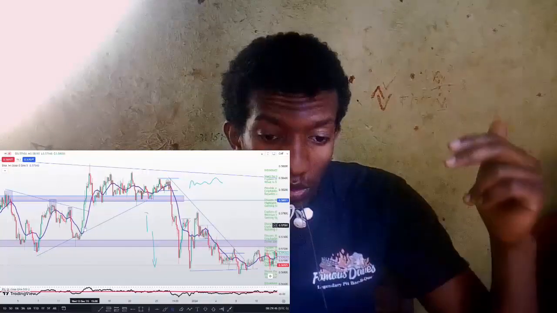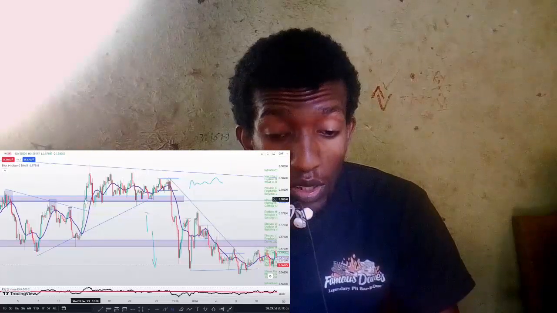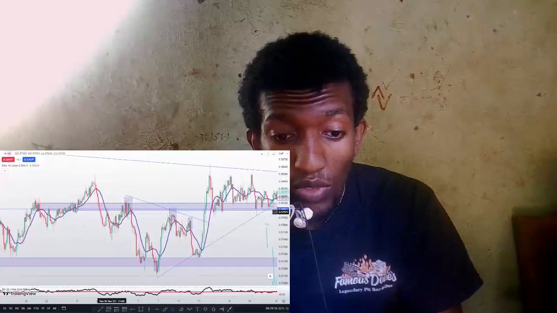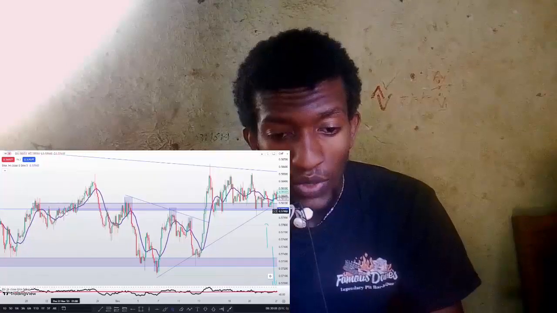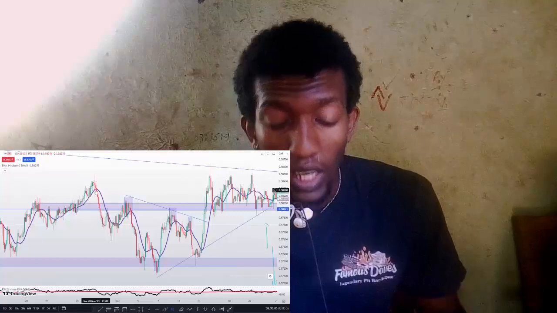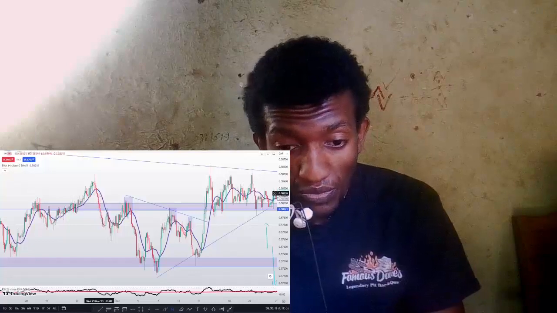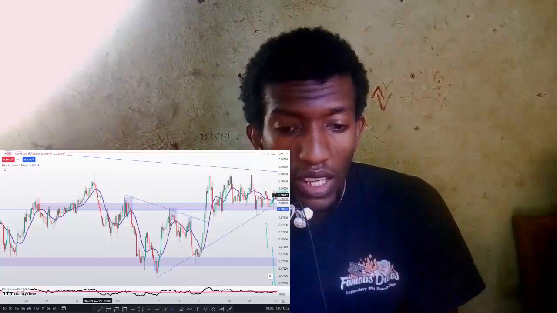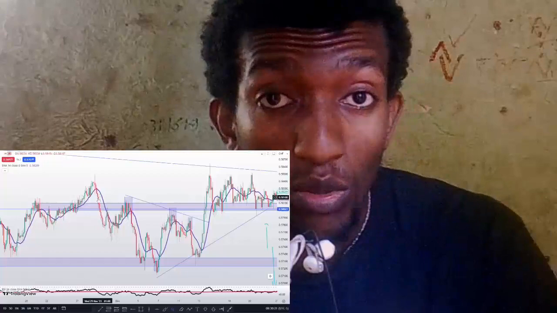If the price is above the moving average, like this one, you are looking to buy. You would never sell when the price is above the moving average. If you had bought here, it would have been a profitable trade. If the price is below the moving average, like this one, you never buy. Don't ever buy when the price is below the moving average, so you only look to sell.